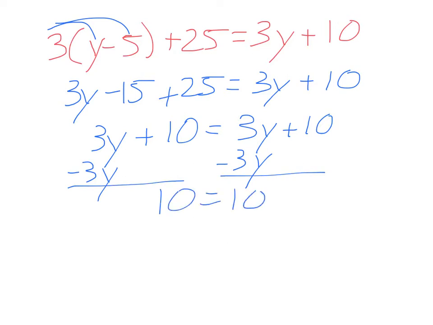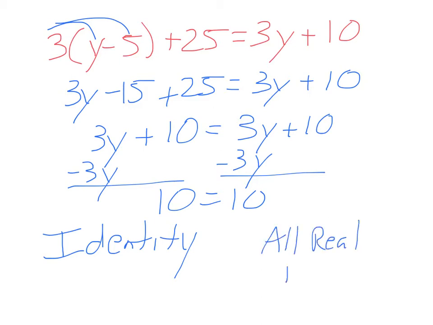And that actually is a true statement. So no matter what y is, y could be anything I want it to be. It can be any real number. It is always going to be true. We call this type of equation an identity, meaning both sides of the equation will be true no matter what. And the solution, we say, is all real numbers.